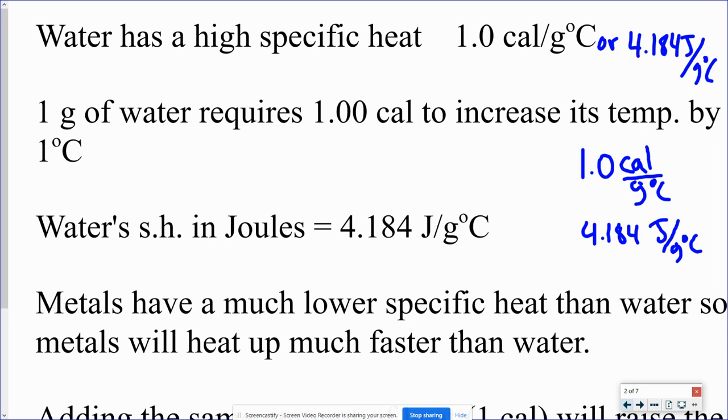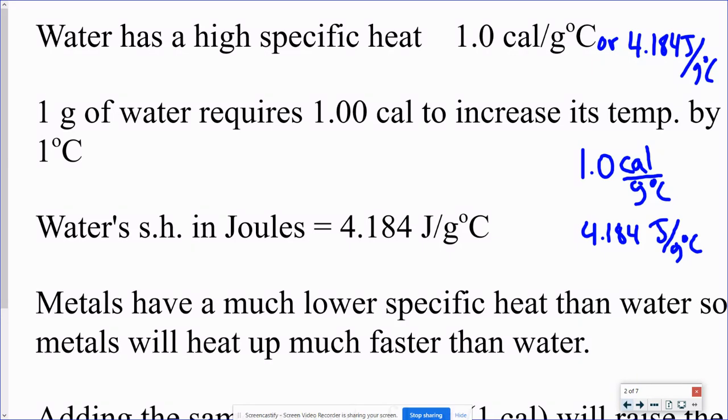Water has a high specific heat compared to other substances. 1 gram of water requires 1 calorie to increase its temperature by 1 degree. And remember, a calorie is 4.184 joules. So 1 gram of water also requires 4.184 joules to increase its temperature by 1 degree Celsius. Okay, so that is something that you should know, that water specific heat is 1 calorie or 4.184 joules, because a calorie is 4.184 joules.